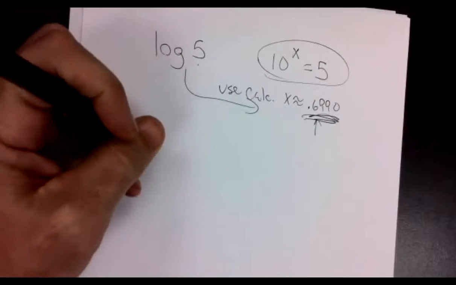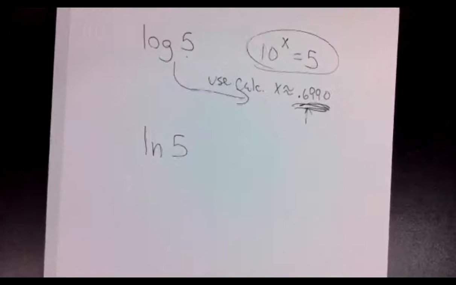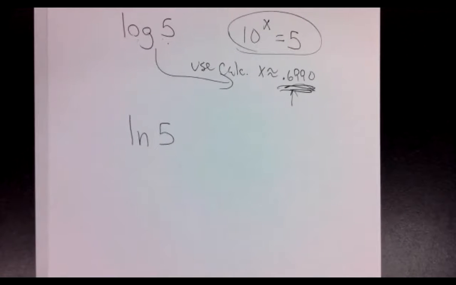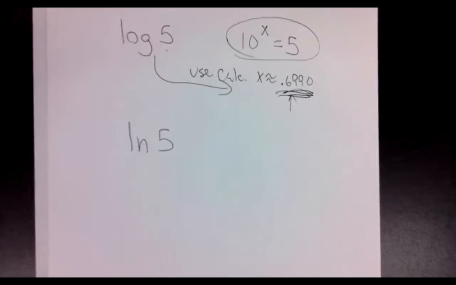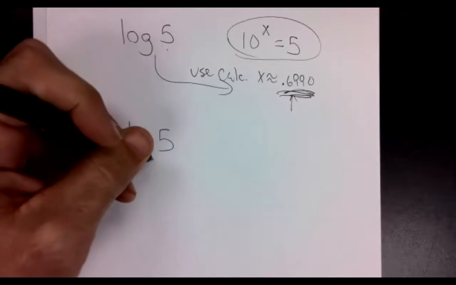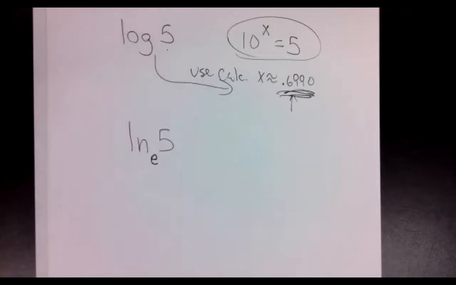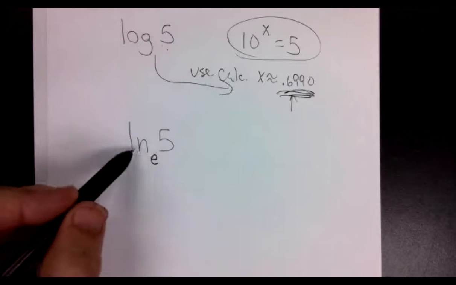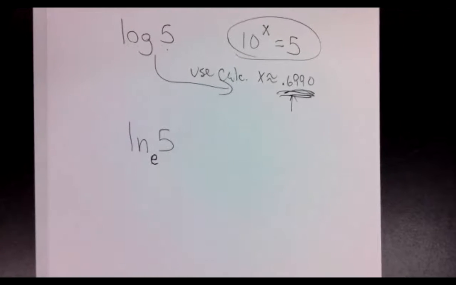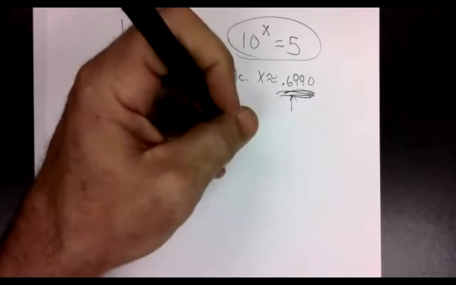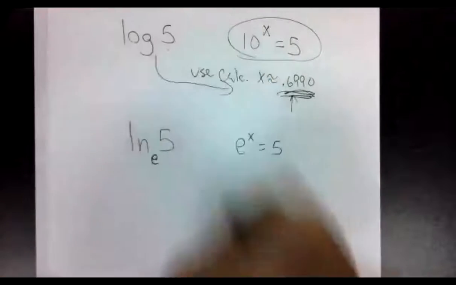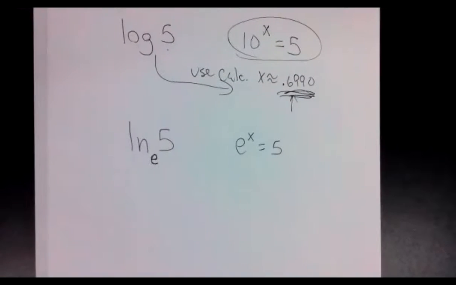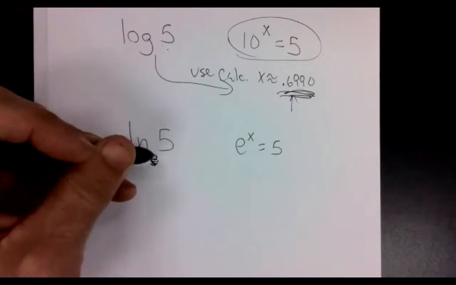Now, another thing they may ask you to evaluate is that ln. And again, ln is a button on your calculator. The ln is for base E. So with ln, they'll never write this, but it's implied that this is base E. So again, what it's asking is E to what power is going to equal 5. So that's what it's asking.